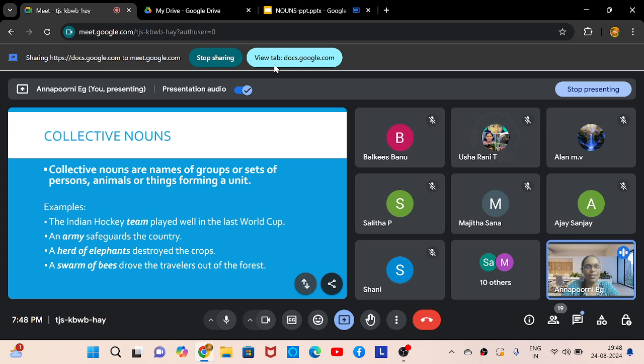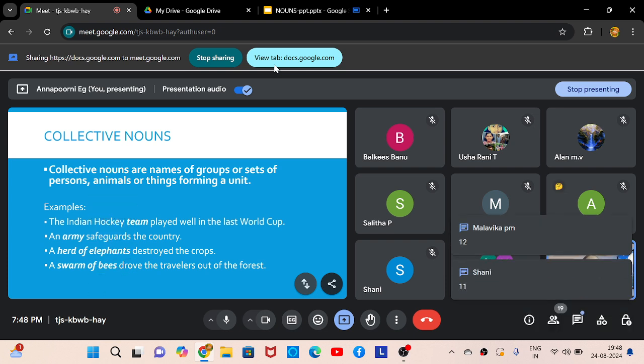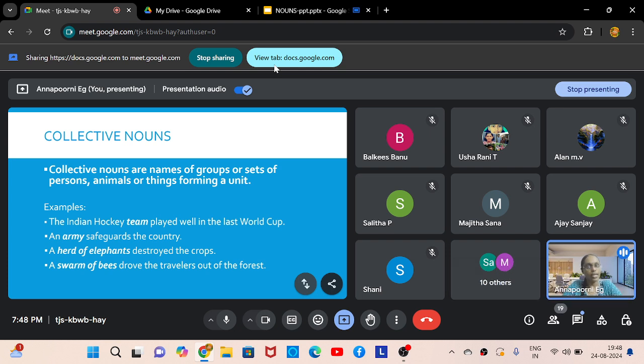11. So hockey and cricket have the same number of players in a team. It's 11. Remember that it can be used as a GK question. Fine. So the Indian hockey team played well in the last World Cup.